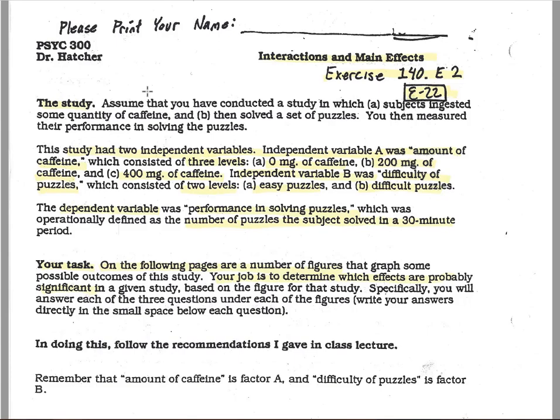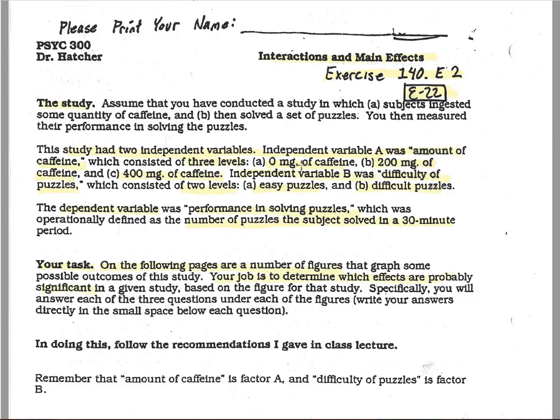The exercise instructions, the study. Assume you've conducted a study in which subjects have ingested some quantity of caffeine and then solved a set of puzzles. You then measured their performance in solving these puzzles. The study has two independent variables. Independent variable A was amount of caffeine. It consisted of 3 levels: a 0 milligram of caffeine condition, a 200 milligram of caffeine condition, and a 400 milligram of caffeine condition.